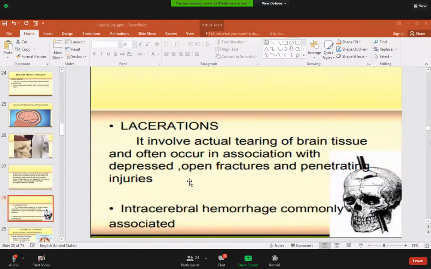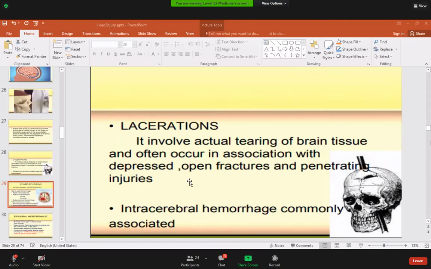Okay, laceration, we have already discussed. Laceration is tearing of the brain tissue, and these brain lacerations are usually associated with depressed fractures, but they can be with open fractures and penetrating injuries, because with open fractures and penetrating injuries, things are usually massive. Lacerations are just superficial tearing or some tearing. Intracranial hemorrhage is commonly associated with it. Patients usually have a hemorrhage inside the brain matter, and if excessive, that can cause a space occupying lesion and other problems in the brain.